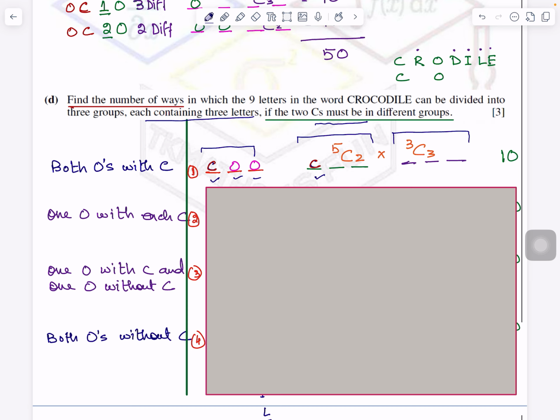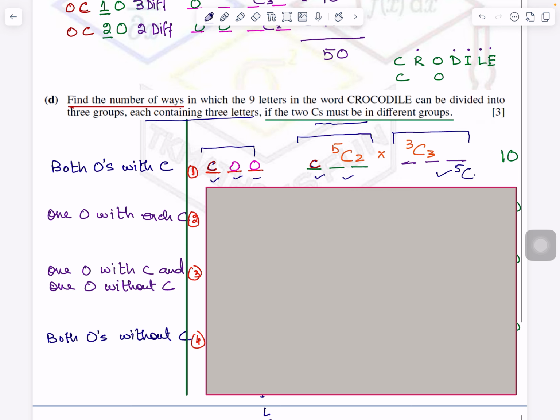What is remaining is, in this group out of 5, 2 will fit in, and then the remaining 3 will go here. Or if you want to fit in here first, you can write here 5C3 and then 2C2. It will be the same thing, no difference.